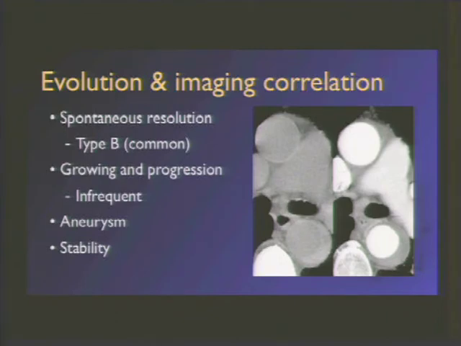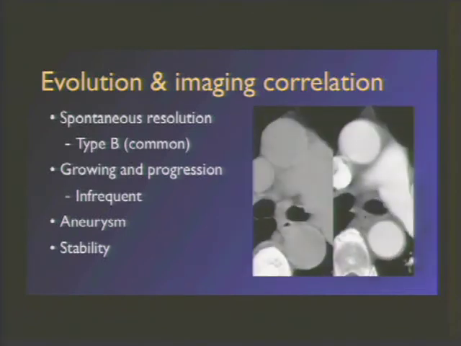Now, we can also see spontaneous resolution in intramural hematoma. It's more common in type B, like the one that I'm showing here. This is an intramural hematoma with the crescentic hyperdensity and the crescentic thickening in this contrast-enhanced study. And then a month after that, there's complete resolution of the intramural hematoma. This is not the most common pattern, but it happens.